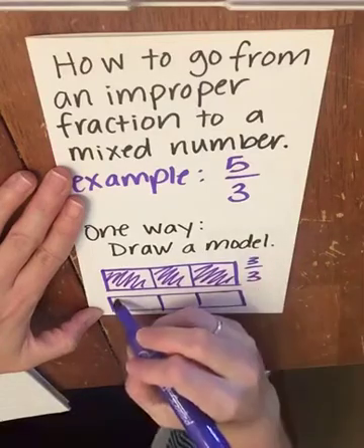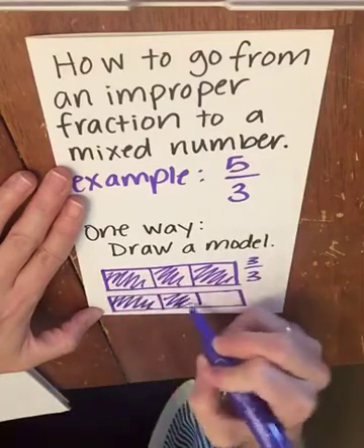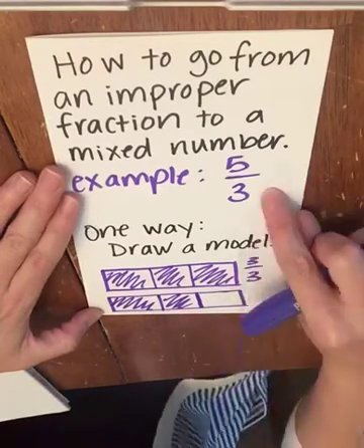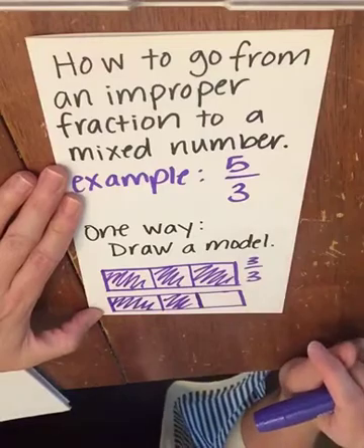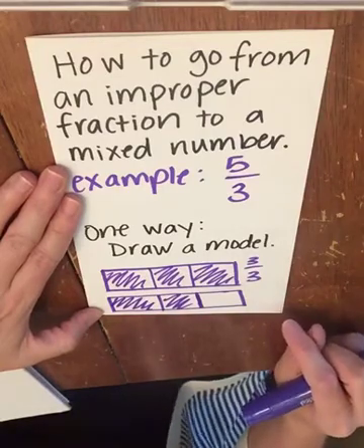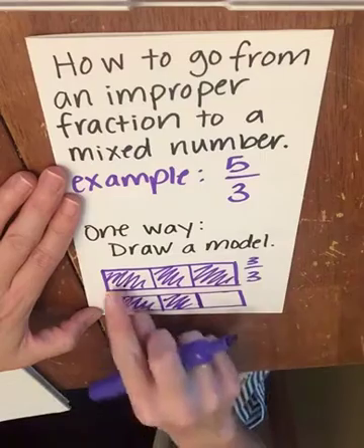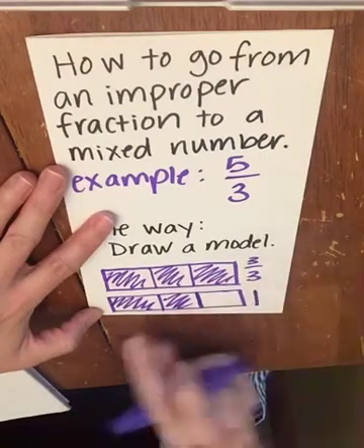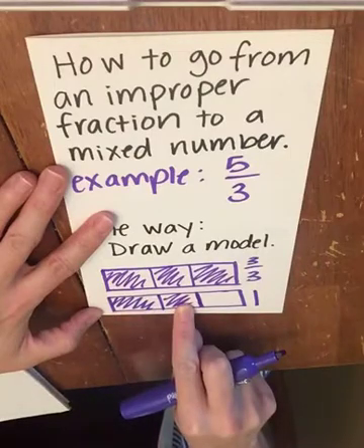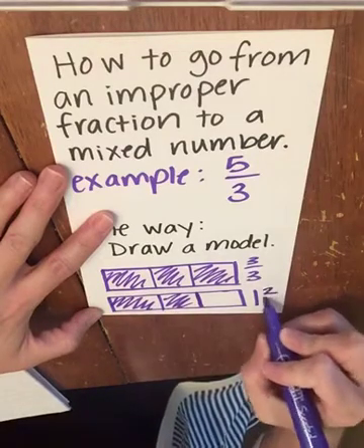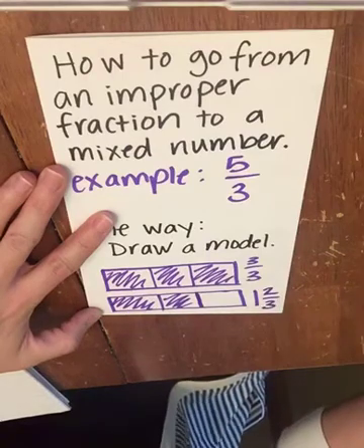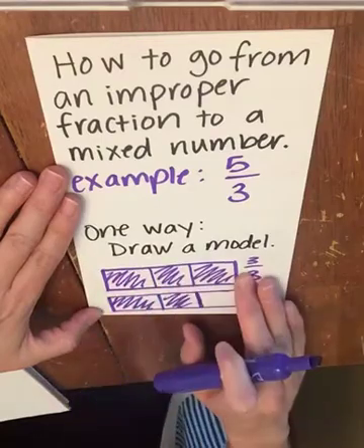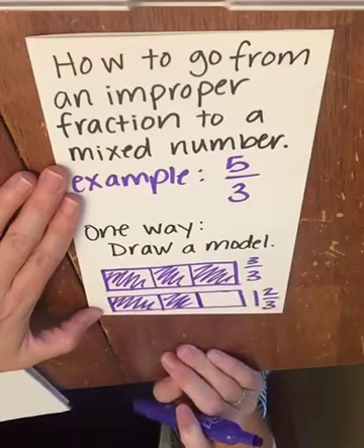I have 3, 4, 5. So this actually is my model for 5/3. Now, if I want to write this as a mixed number, what I'm going to write is 1, because this is one whole model that I have shaded. And then I have 1, 2 pieces of this next model shaded. So this would be 1 and 2/3. This should help me visualize what my whole number is going to be, how many whole models I have, and then how many pieces I have shaded in that last model.